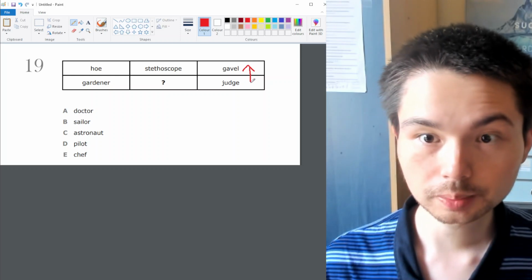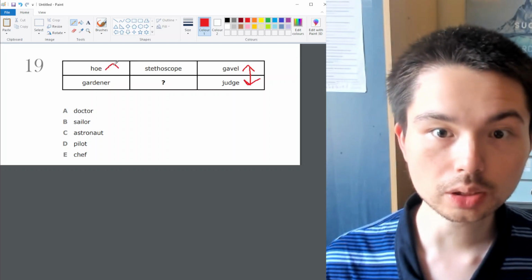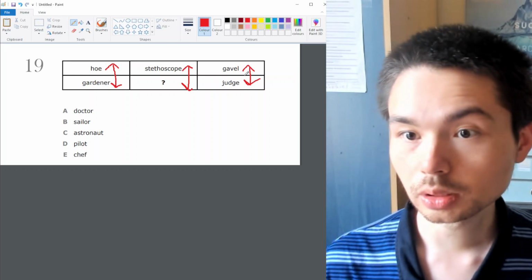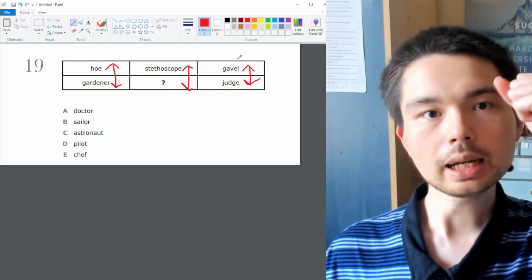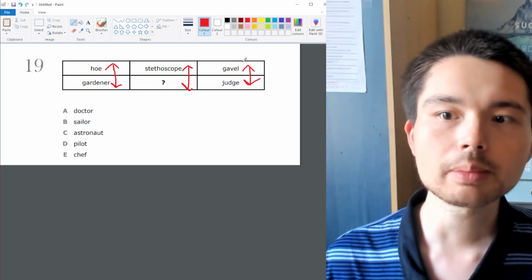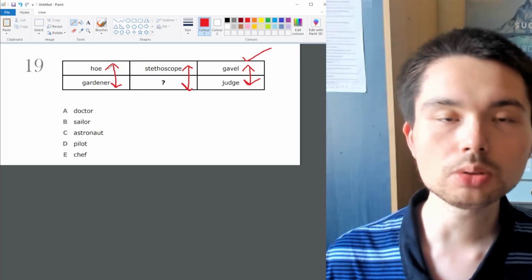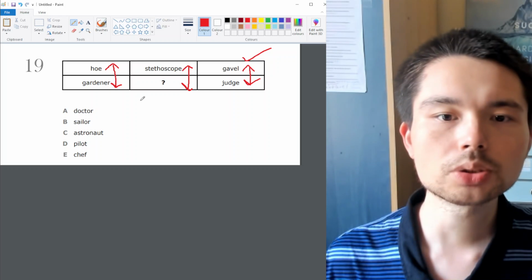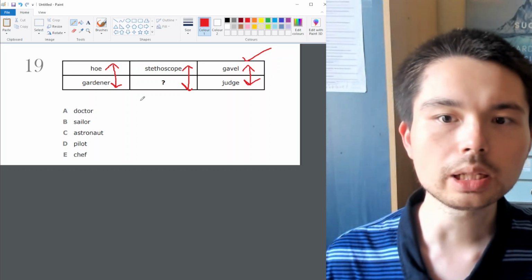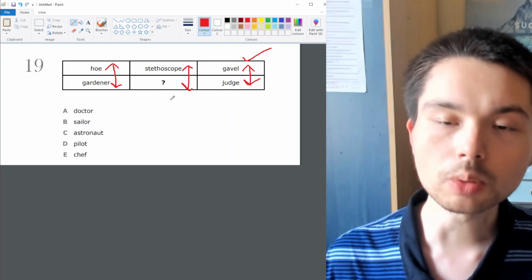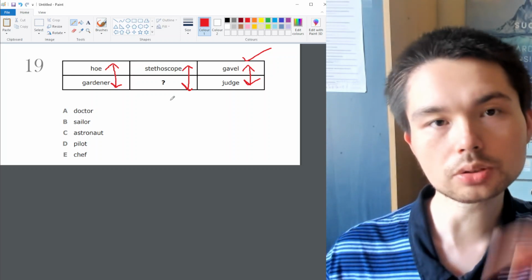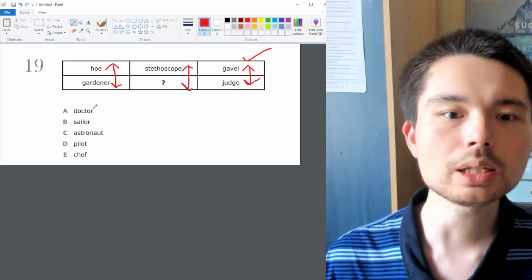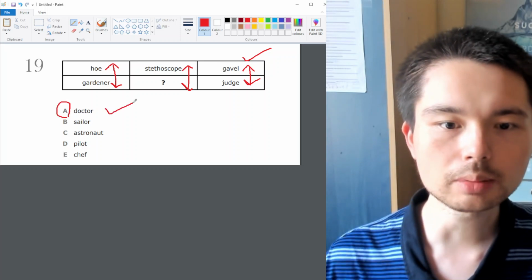Gavel and judge. Hoe and gardener. Stethoscope and what? If we look at this one, a judge uses a gavel. It's the hammer when they make a decision. A gardener uses a hoe in order to clean up the garden, in order to deal with all the leaves. A stethoscope is used by what? Well, if you've been to the doctors, it's that circular device. They listen to your chest, to your heart beating. Doctor is the answer.